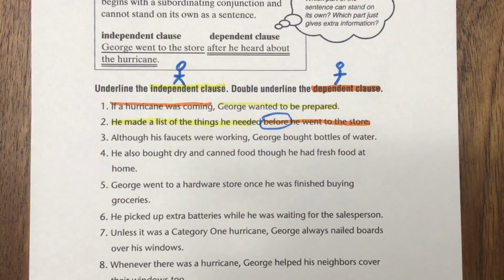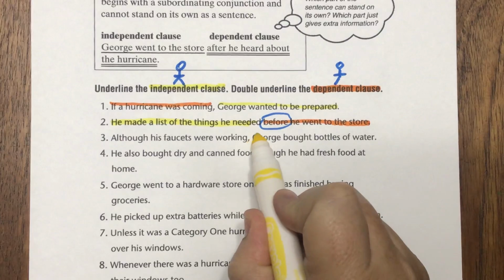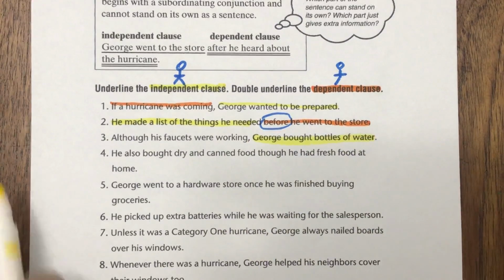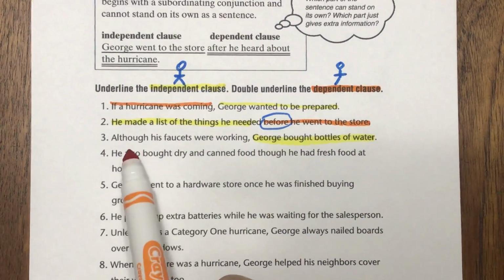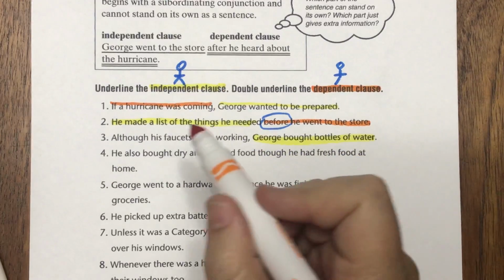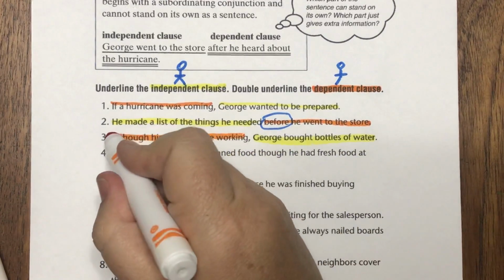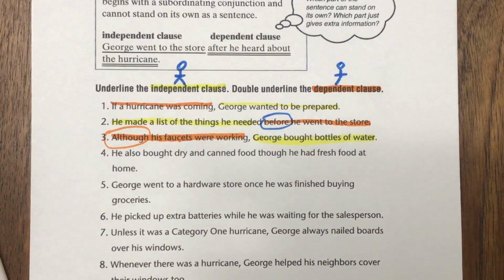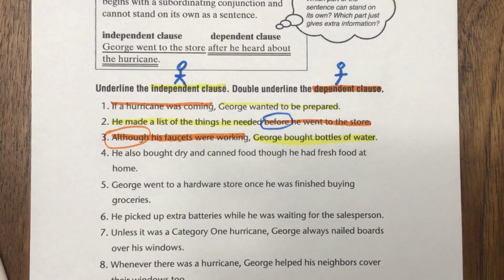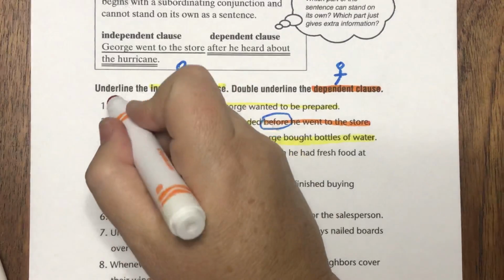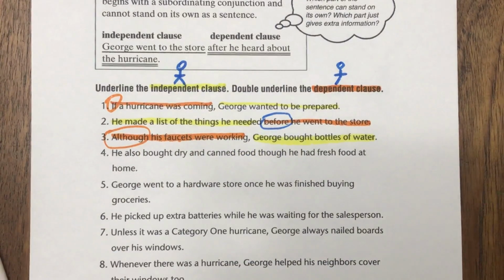Ooh, yay, a comma. Although his faucets were working, George bought bottles of water. So this one makes sense on its own. George bought bottles of water. This one kind of sounds like it needs something. Although his faucets were working. And again, you can see that at the beginning of that sentence, we have that conjunction. Okay, and in the previous sentence, the conjunction was right here, if.